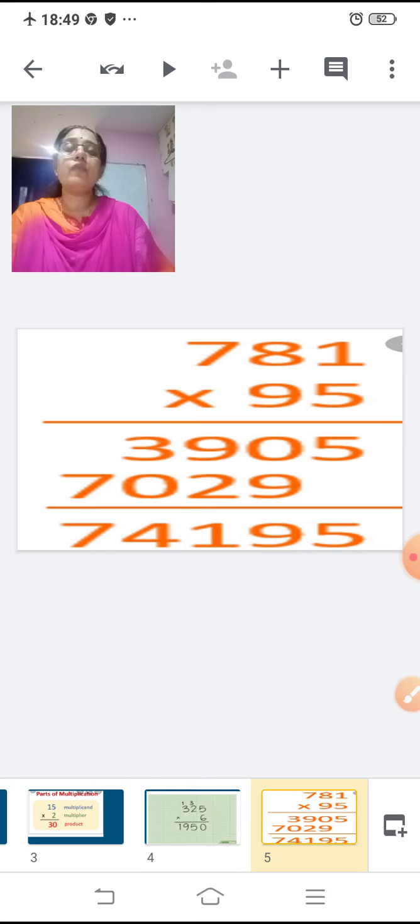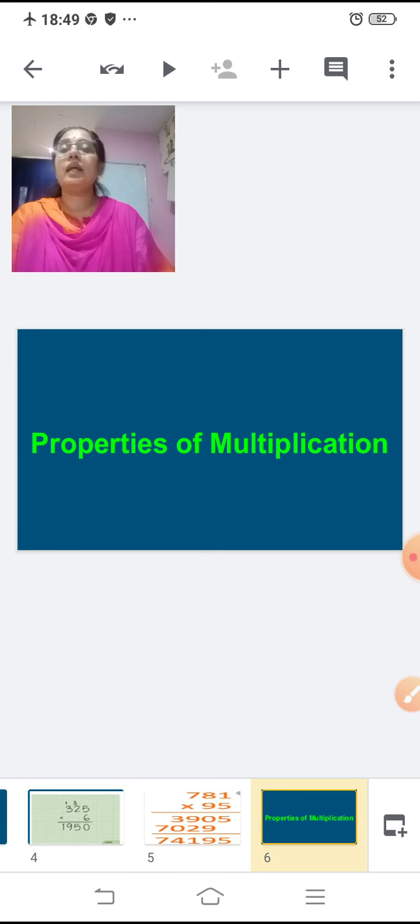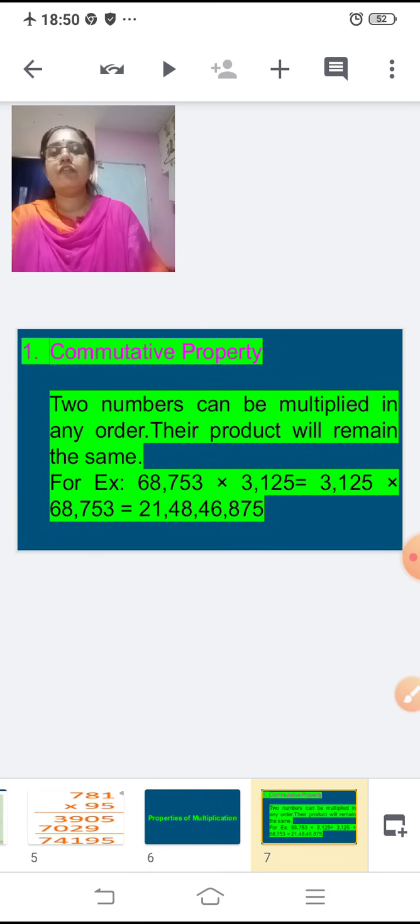Now before we start with the multiplication of a 3-digit, 4-digit number, let us learn some properties of multiplication. Now properties of addition we have already done while doing addition sums, correct? Now same way you also have properties of multiplication. Now what are the properties of multiplication? The first property is the commutative property. Now what do you mean by commutative property? Now the same property we have also learned in addition.